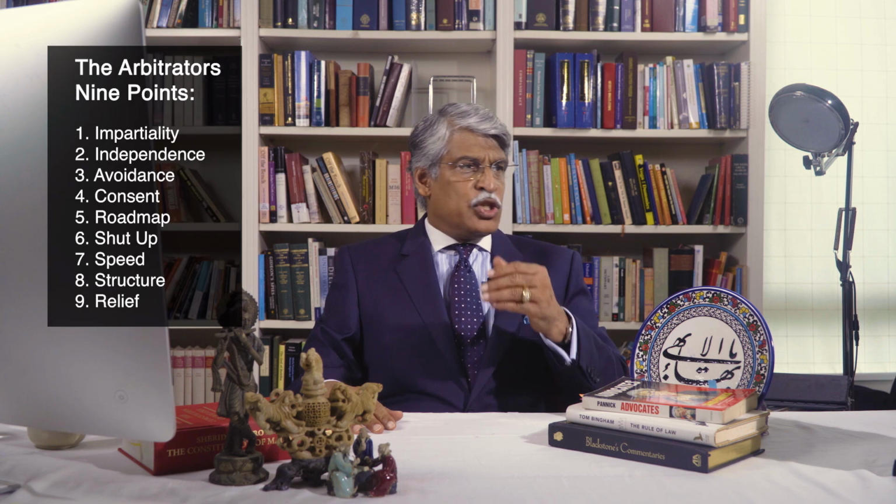Let us dive straight into impartiality and independence. When a number of people get together and appoint you as arbitrator, you have to be impartial and you have to be independent. Impartial means you cannot take sides. You cannot favor the one side over the other. You must do justice between the parties. You mustn't rule in favor of your friend. Independence means you must keep away from both these people.